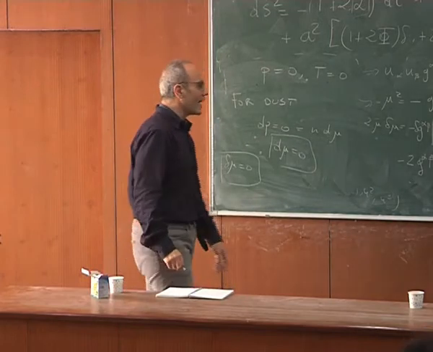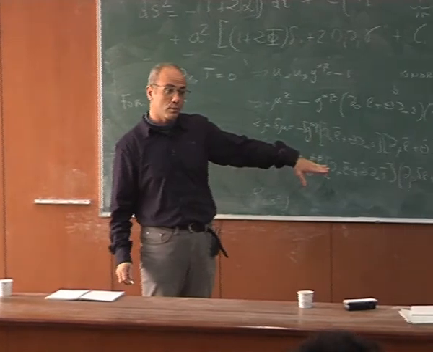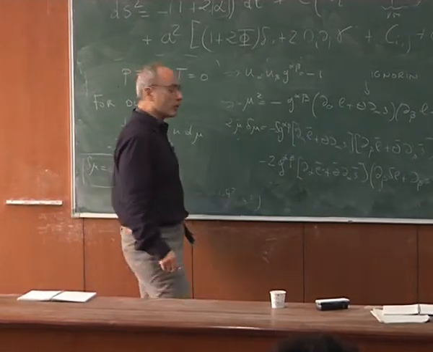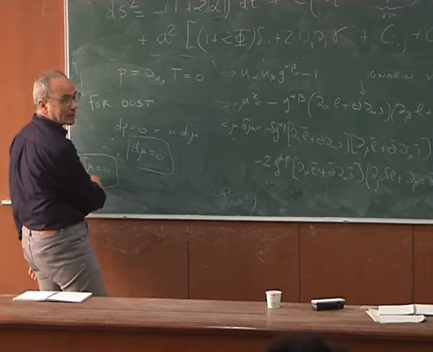But now I say, okay, so this is the perturbation of the field over the background. On top of that, I say I have dust. And because I have dust, I have to remember that delta mu equal to 0.